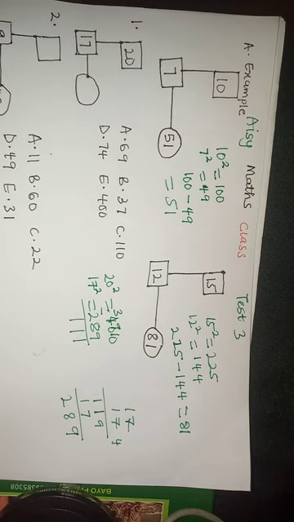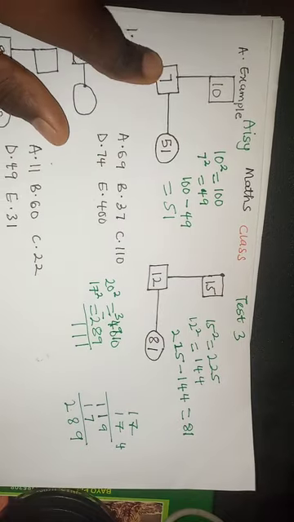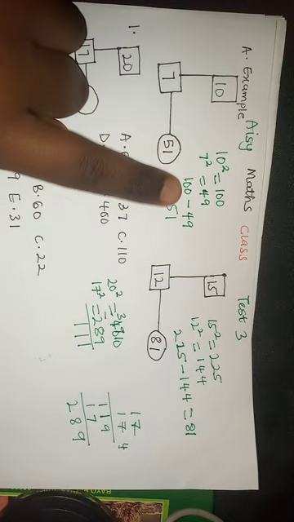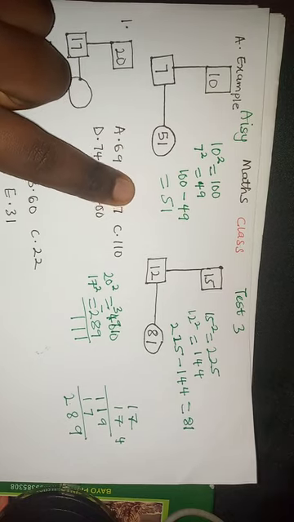Like I said, I got this by finding the square of this and the square of this, then I subtract. Square of 10 is 100, while square of 7 is 49. Then I subtracted 100 minus 49, which gave me 51.